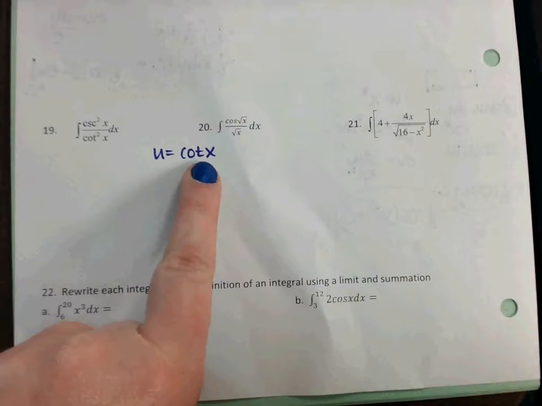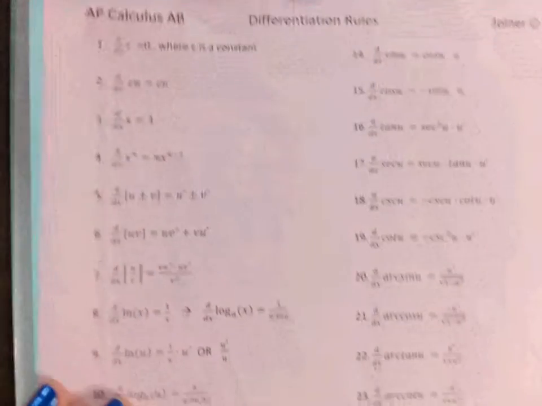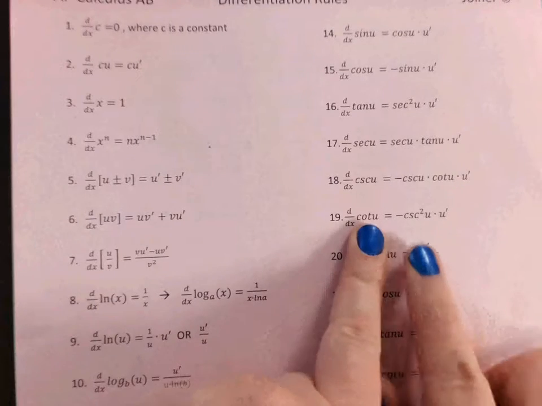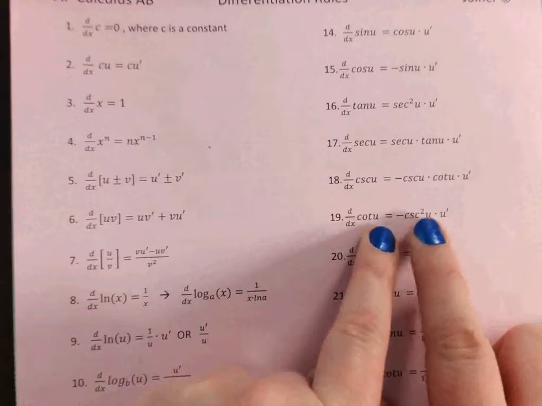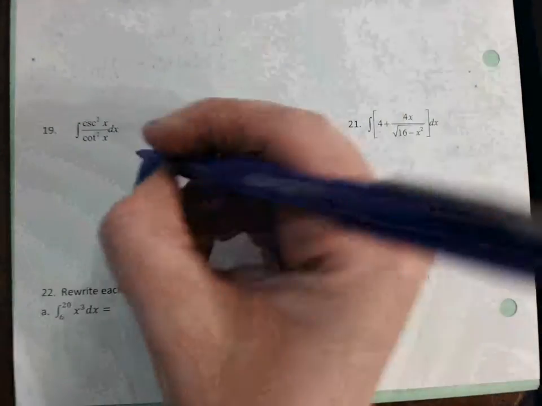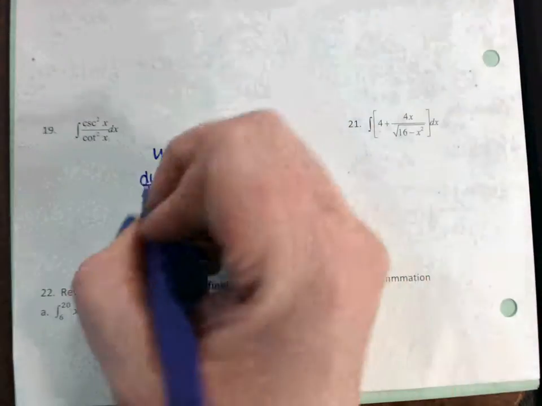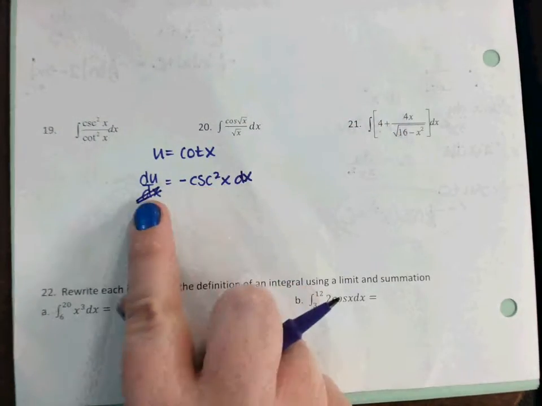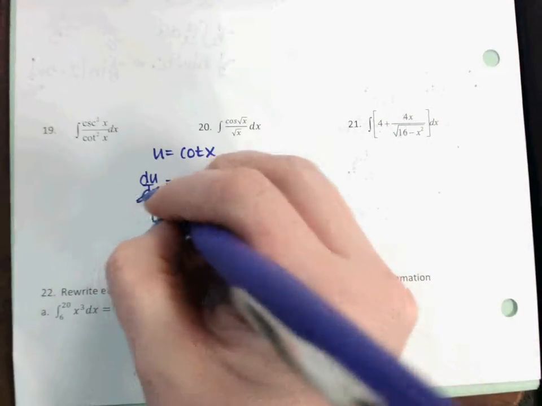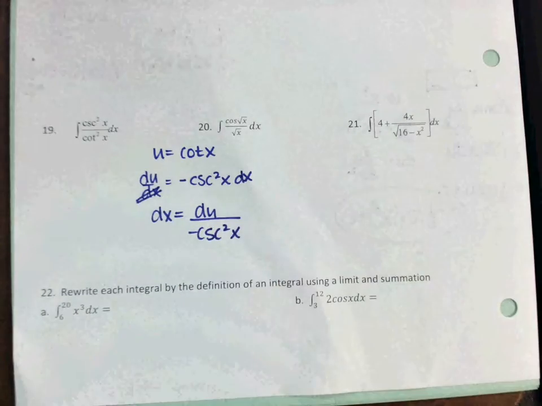I want to know what the derivative of cotan is. I'm assuming you probably don't have that memorized. Okay, here it is. What's the derivative of cotan? Negative cosecant squared. Okay, it's rule number 19. So, du dx is negative cosecant squared x. Then I move my dx up, and I move my negative cosecant squared down. So I have this now. dx equals du over negative cosecant squared x. Good so far?